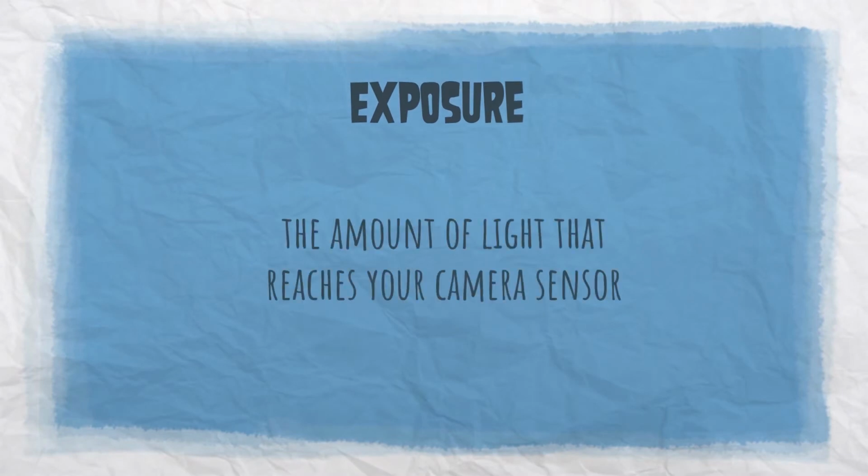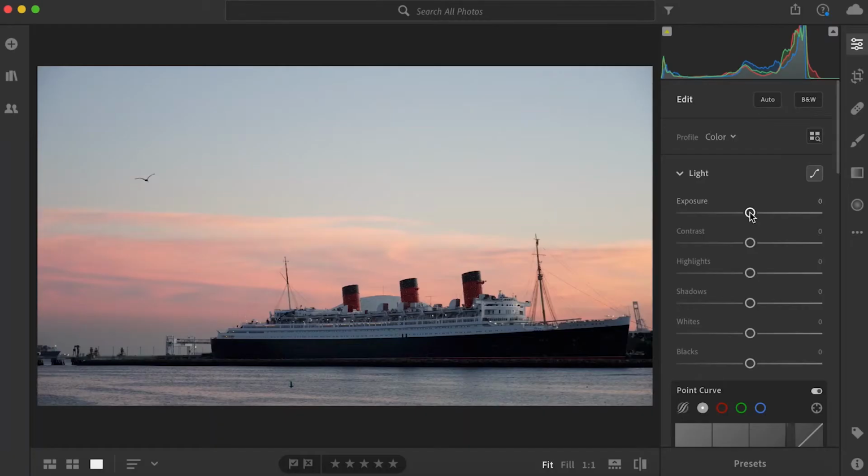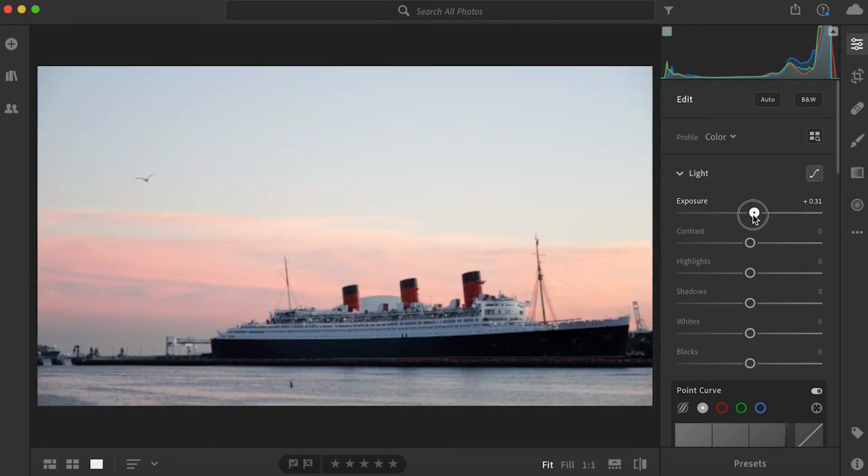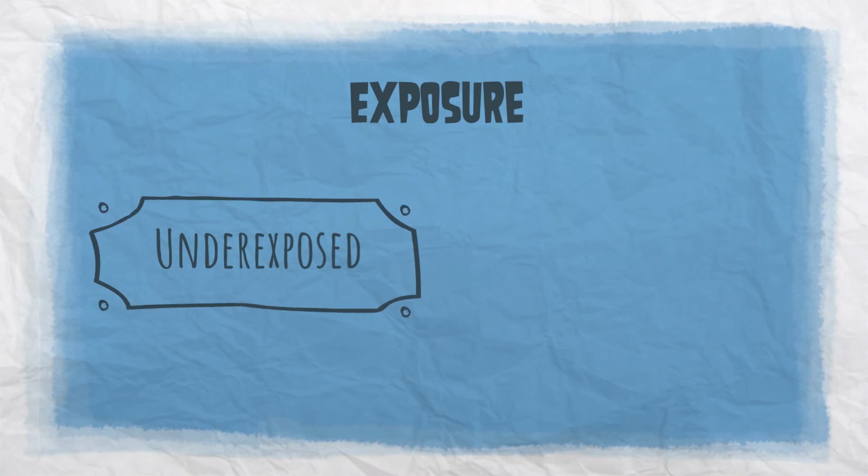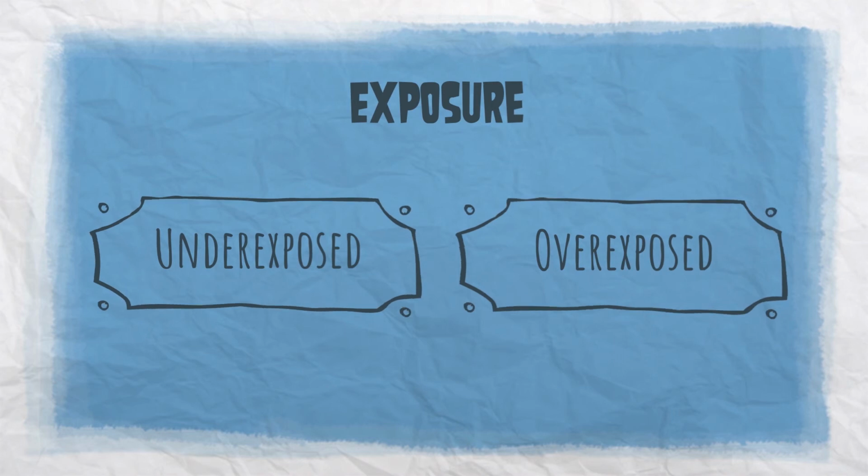Exposure is the amount of light that reaches your camera sensor. It controls the overall brightness of your photo. Your images will get darker when you slide it to the left and brighter towards the right side. Underexposed images have a lack of light compared to the original scene, and overexposed images are exactly the opposite. It is an image that is brighter than it should be. In a well-balanced photo, the details are not lost in the shadows or burned out in highlights, and in general, it has a similar look as the original scene.